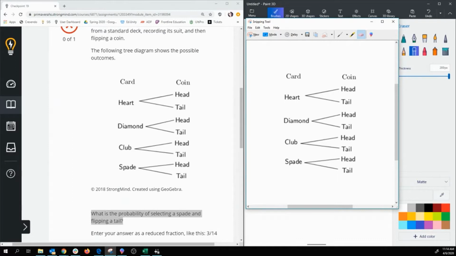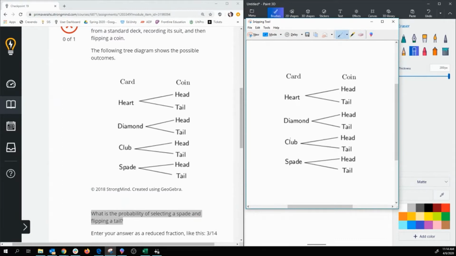Perfect. Okay. So I know Dawson will be right back, but let's start going over this. It says, what's the probability of selecting a spade and flipping a tail? Because this question has the word and in between our two events, that means both of those events have to happen in order for it to count. So I have to select a spade and flip a tail.